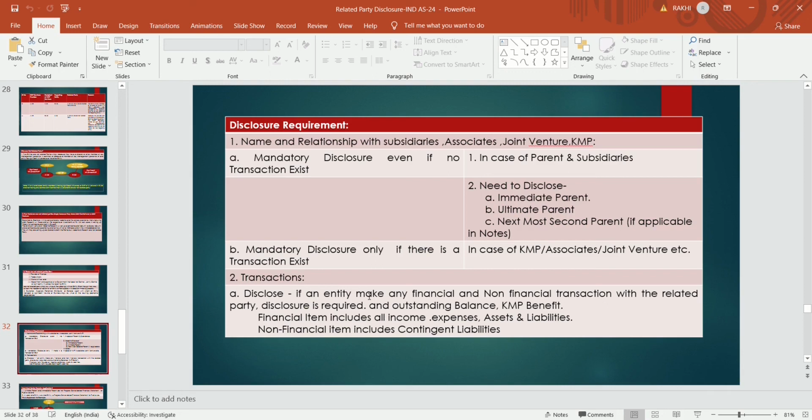All the financial transactions are required to be disclosed, and also the outstanding balance as on the reporting date is required to be disclosed, and any benefit given to the KMPs is also required to be disclosed. And non-financial items include any contingent liability with the related party which is of a non-financial nature; it is also required to be disclosed.